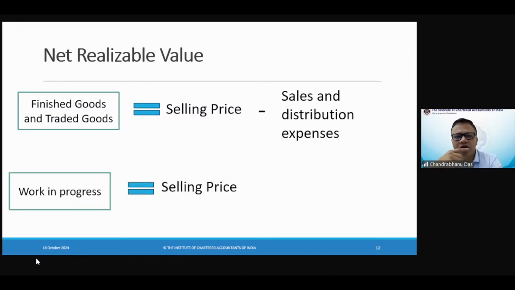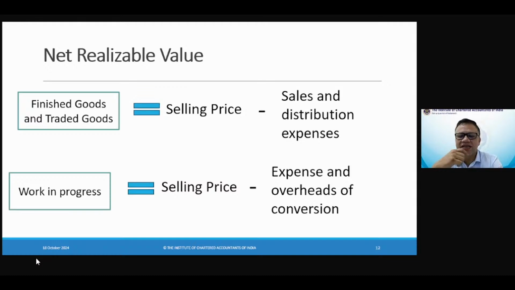If you go to work in progress, what happens? It is the same selling price attached to this work in progress, whatever value they are ready to pay, minus the expense and overheads of conversion. That expenditure which is required, and those overheads which are involved in converting the work in process from the raw material to work in process, are deducted from the selling price of the work in progress. So this is the net realizable value.